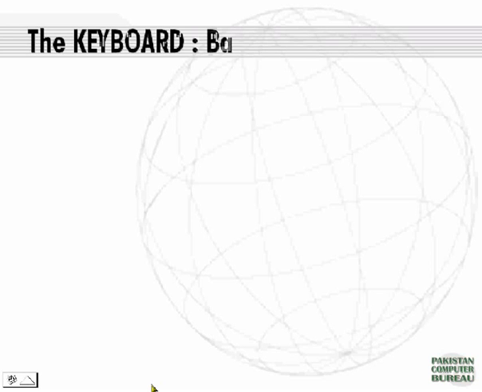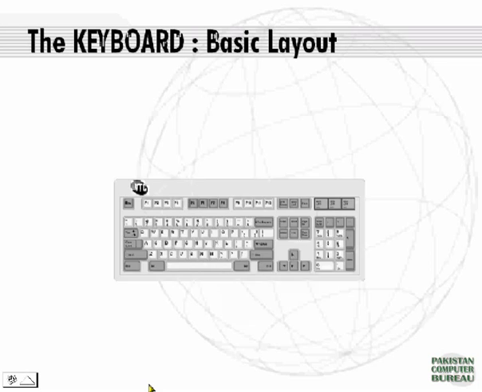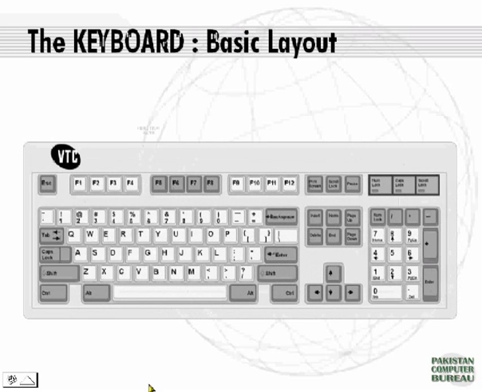Now let's talk about our keyboard. A regular keyboard normally has 104 keys. A keyboard has 4 main sections. The first section is known as the function keys and has keys from F1 to F12.